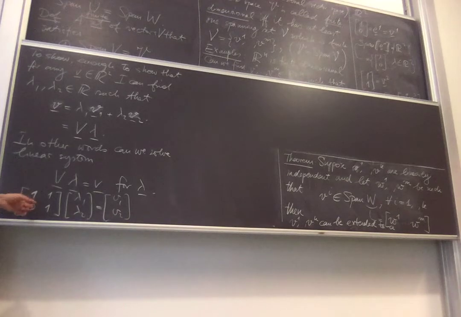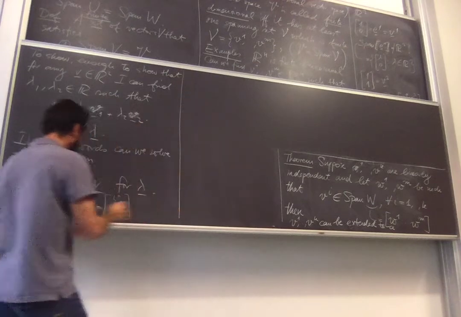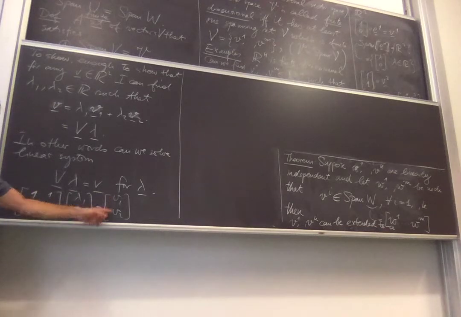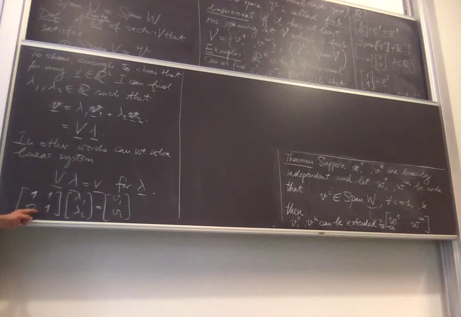Let's do it without confusing ourselves with too many sophisticated things. This is like a 2x2 system. Let's solve it. Imagine V1 and V2 are given, and solve it. How would you solve it? Well, you do back substitution because it's triangular, right? It's easy. So you just solve it for lambda 2.